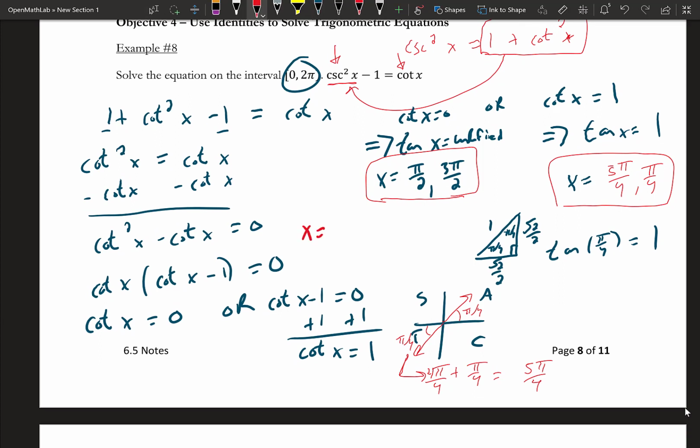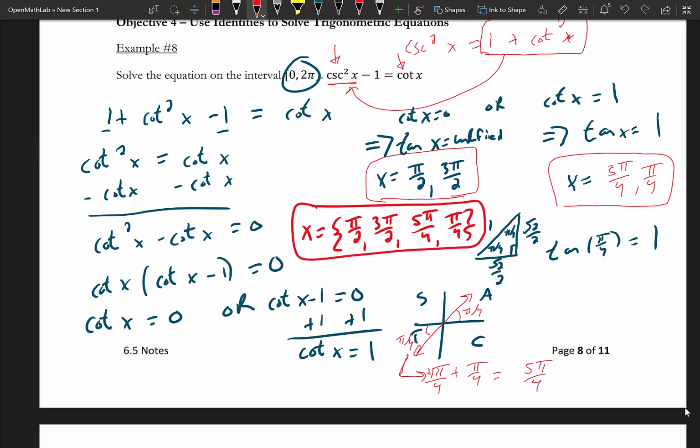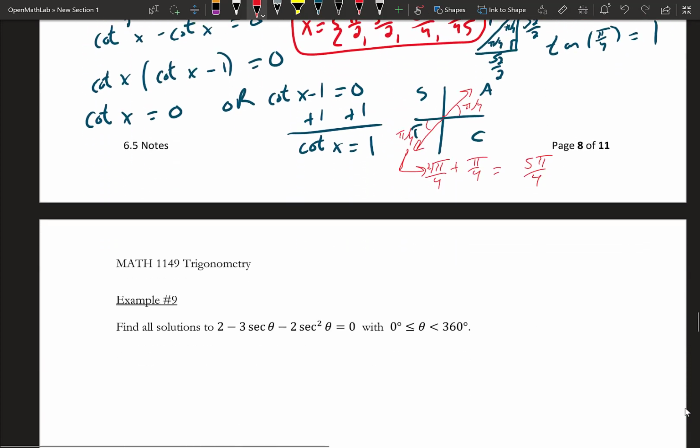So the solution set would be pi over 2, 3 pi over 2, 5 pi over 4, and pi over 4. And a good way to check these too is you can plug all of them into the original function and check them to see if they work, just like you would plug things in and check with other algebraic equations. But all of those should check out.